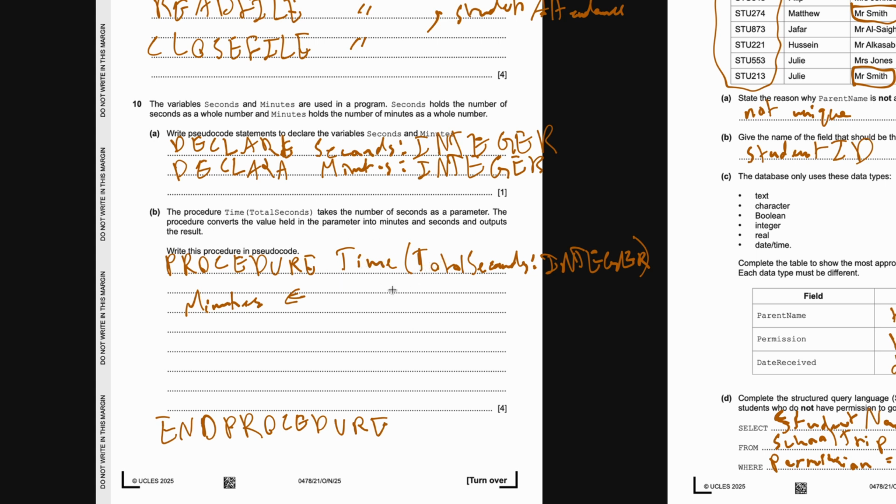We will use integer division. That means that we will get the number without the remainder or a decimal. So if we use this div on total seconds, which is our parameter, and 60, we will get the integer division for total seconds divided by 60. That will give us the answer with no decimals or remainder, and that is basically the value for minutes.